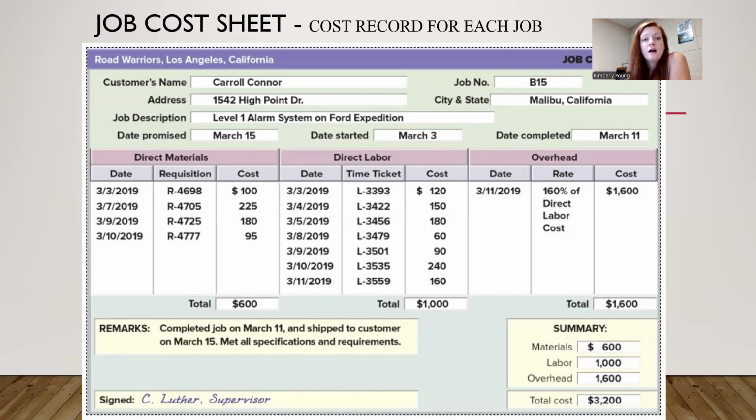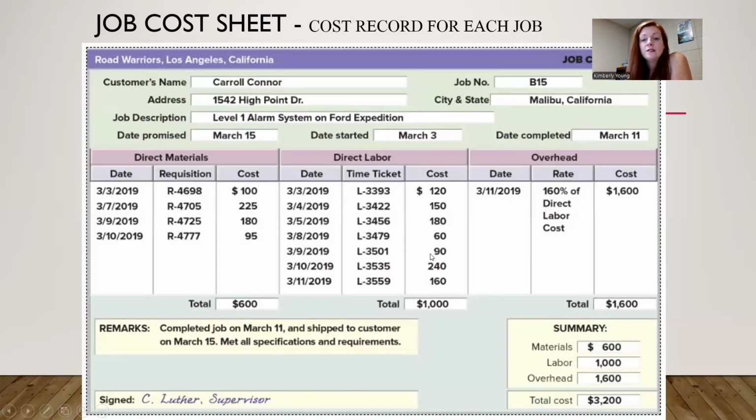Okay, so for job B15, we are finished with it. We now take this cost, this job cost sheet, and we write down what all of the costs were that went into it to determine how much it cost us to make or to complete this job. So in this area here, this first category, direct materials, there were 4 different times they did a job or materials requisition. Here's how much each one cost. So it was a total of $600 of direct materials.